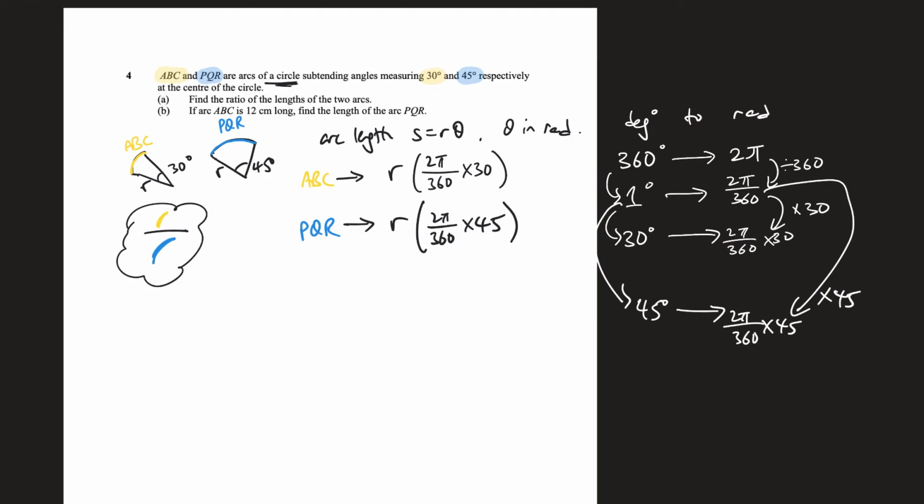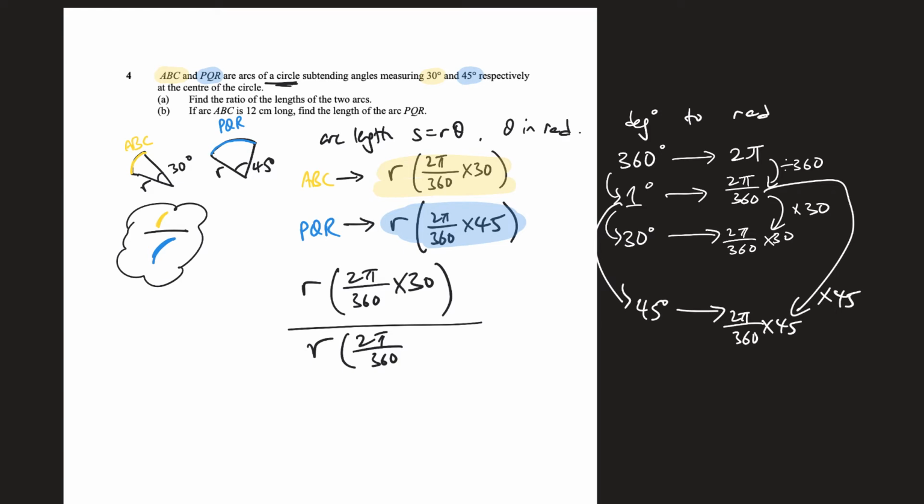There we go. Now what we want is to take the length of ABC and divide it by the length of PQR, and let's see what we get. We take R, 2 pi, the whole chunk, over R, 2 pi over 360 times 45.